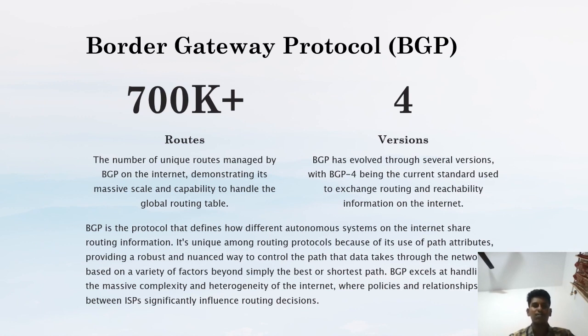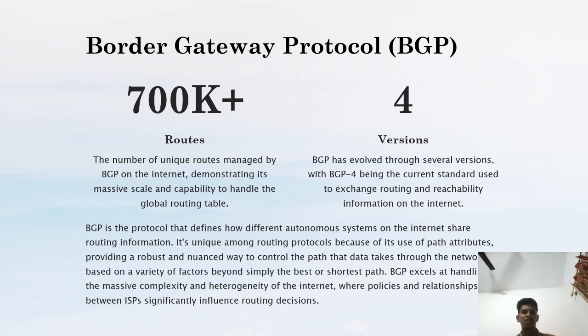Border Gateway Protocol (BGP). There are 700K plus routes and 4 versions. This is the number of unique routes managed by BGP on the Internet, demonstrating its massive scale and capability to handle the global routing table. BGP has evolved through several versions, with BGP4 being the current standard used to exchange routing and reachability information on the Internet.